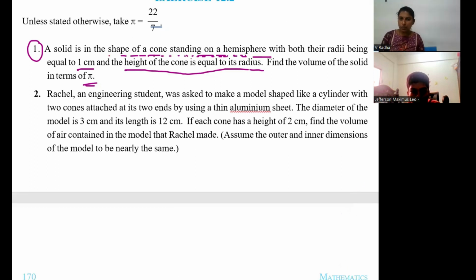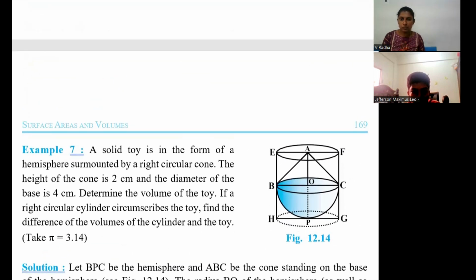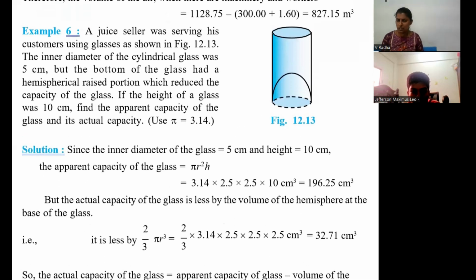I'll explain one example. This question is very important for KSV also, and many times in the board paper also. Just read the question. A juice seller serving his customers using glasses shown in figure 12.13. The inner diameter of the cylindrical glass was 5 cm, but the bottom of the glass had a hemispherical raised portion which reduced the capacity of the glass. If the height of a glass was 10 cm, find the apparent capacity of the glass and its actual capacity. Use pi is equal to 3.14.